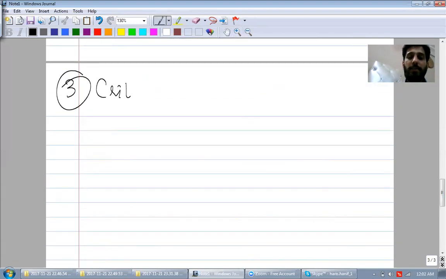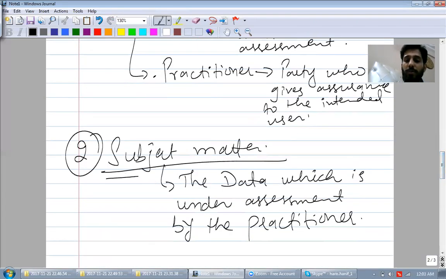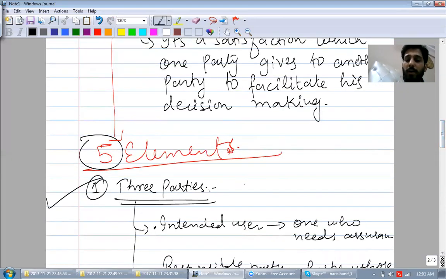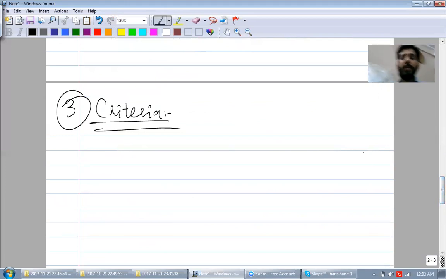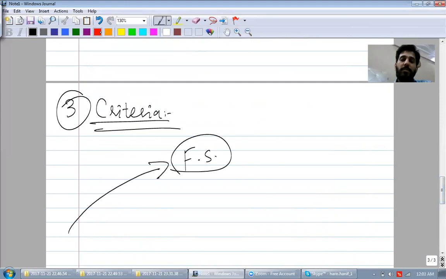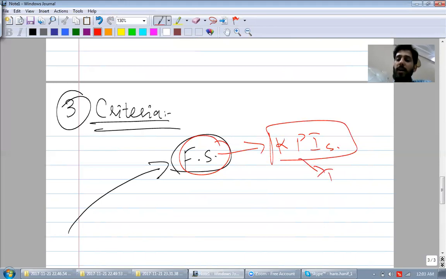Number three, criteria. What was number one? 3 parties. Number two, subject matter. And number three is the criteria. Now, what do you mean by criteria? For example, if we are going to assess the financial statements, and I am the inspector of financial statements, technically called the auditor, I will assess the financial statements against some KPIs. KPI means key performance indicator. The key performance indicators of the financial statements are IAS and IFRS, International Accounting Standards and International Financial Reporting Standards. Now, this is called the criteria.